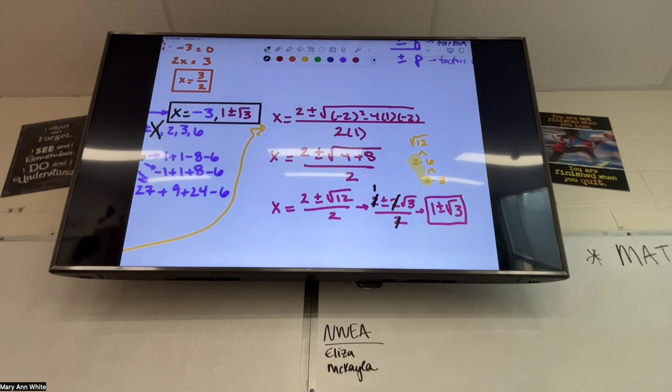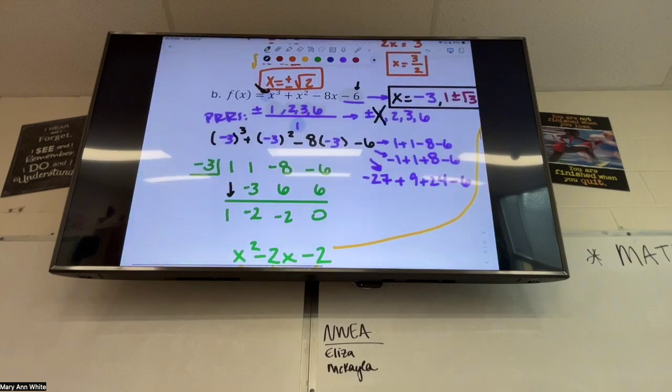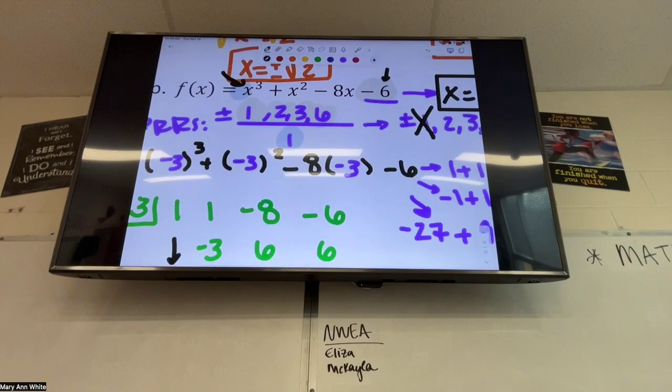Yeah, Maddie. And then I think those are my PRRs. So our PRRs came from the factors of your constant, that -6 that I have highlighted. So numbers that multiply to -6: 1, 2, 3, 6. And then the denominator, that 1, came from my leading coefficient, which is that blue highlight, which is just a 1.